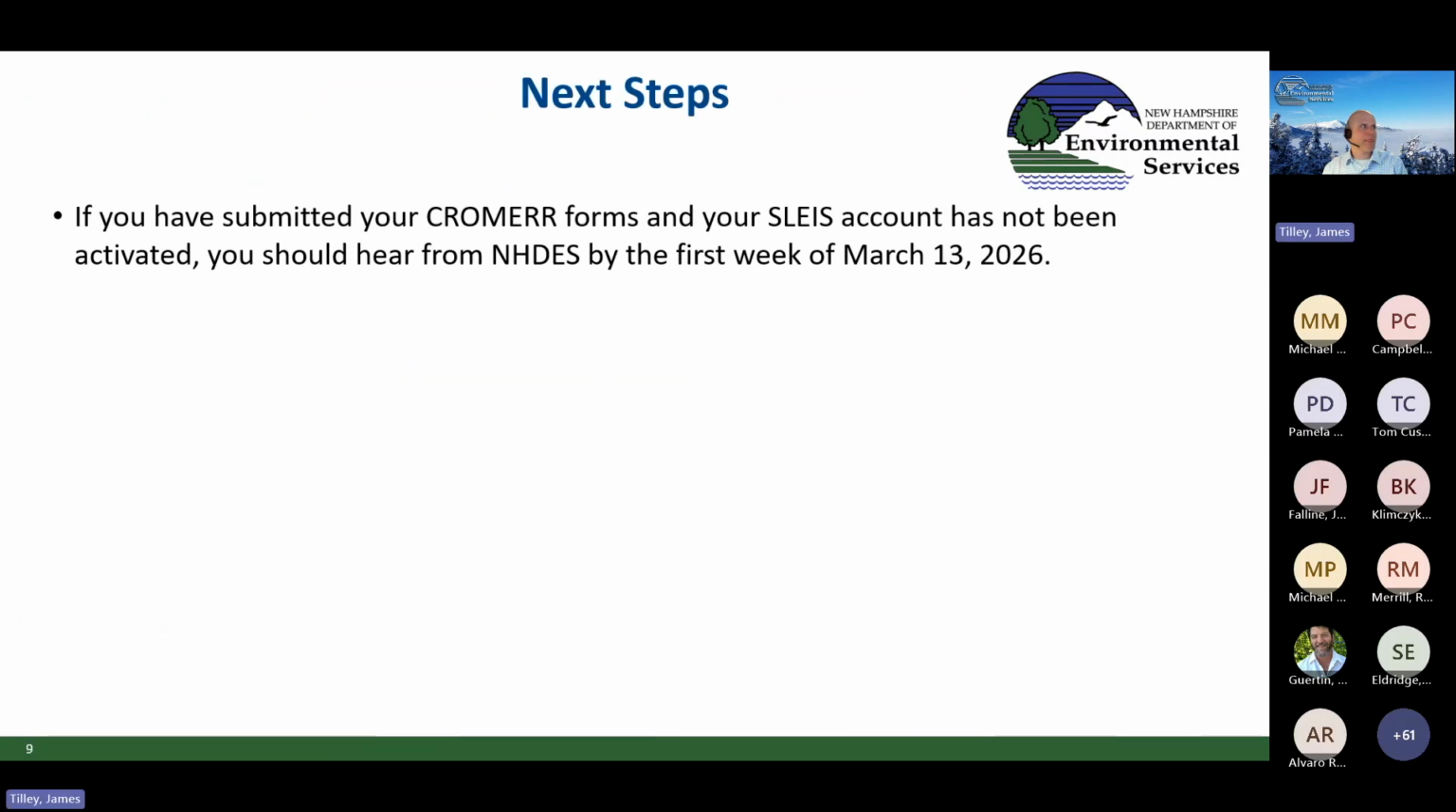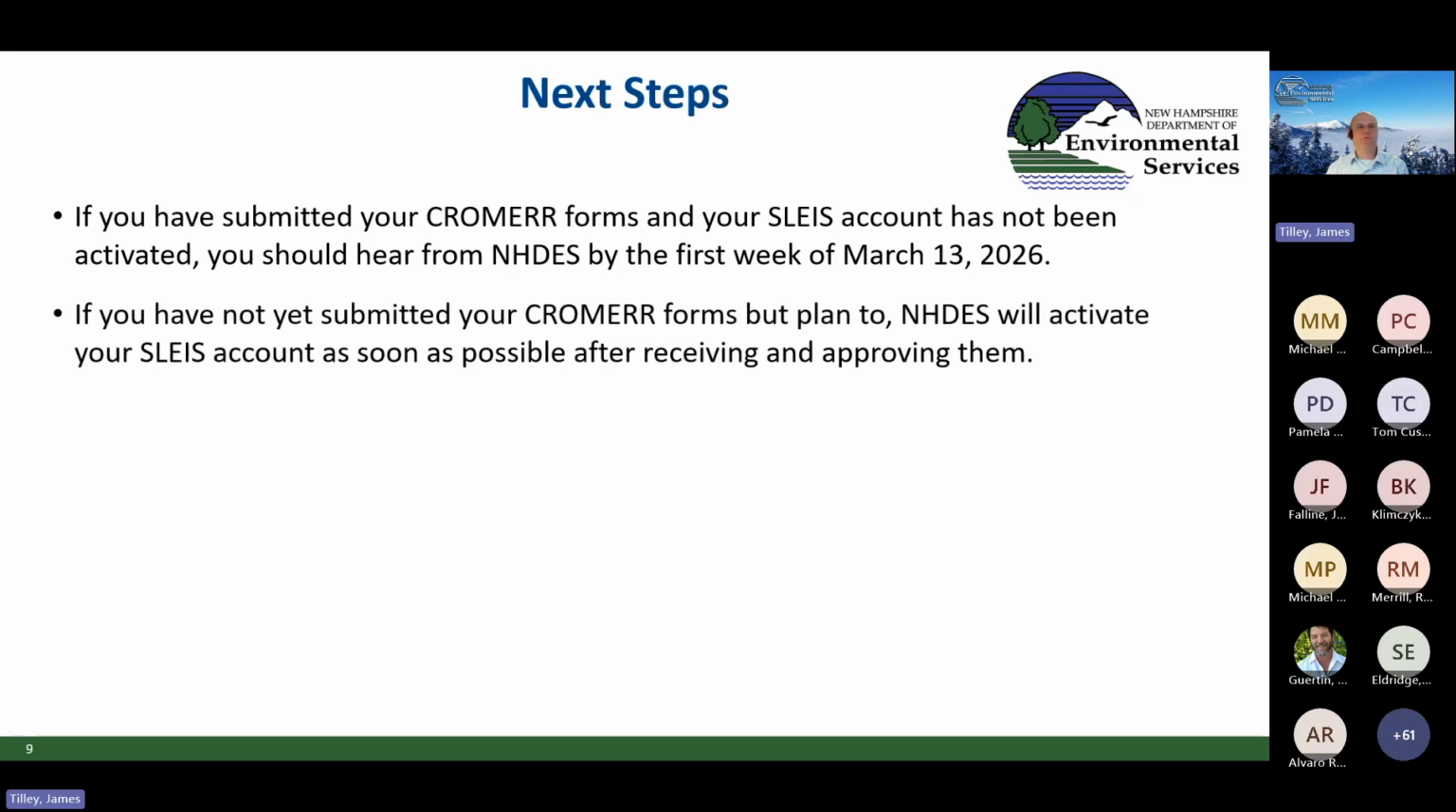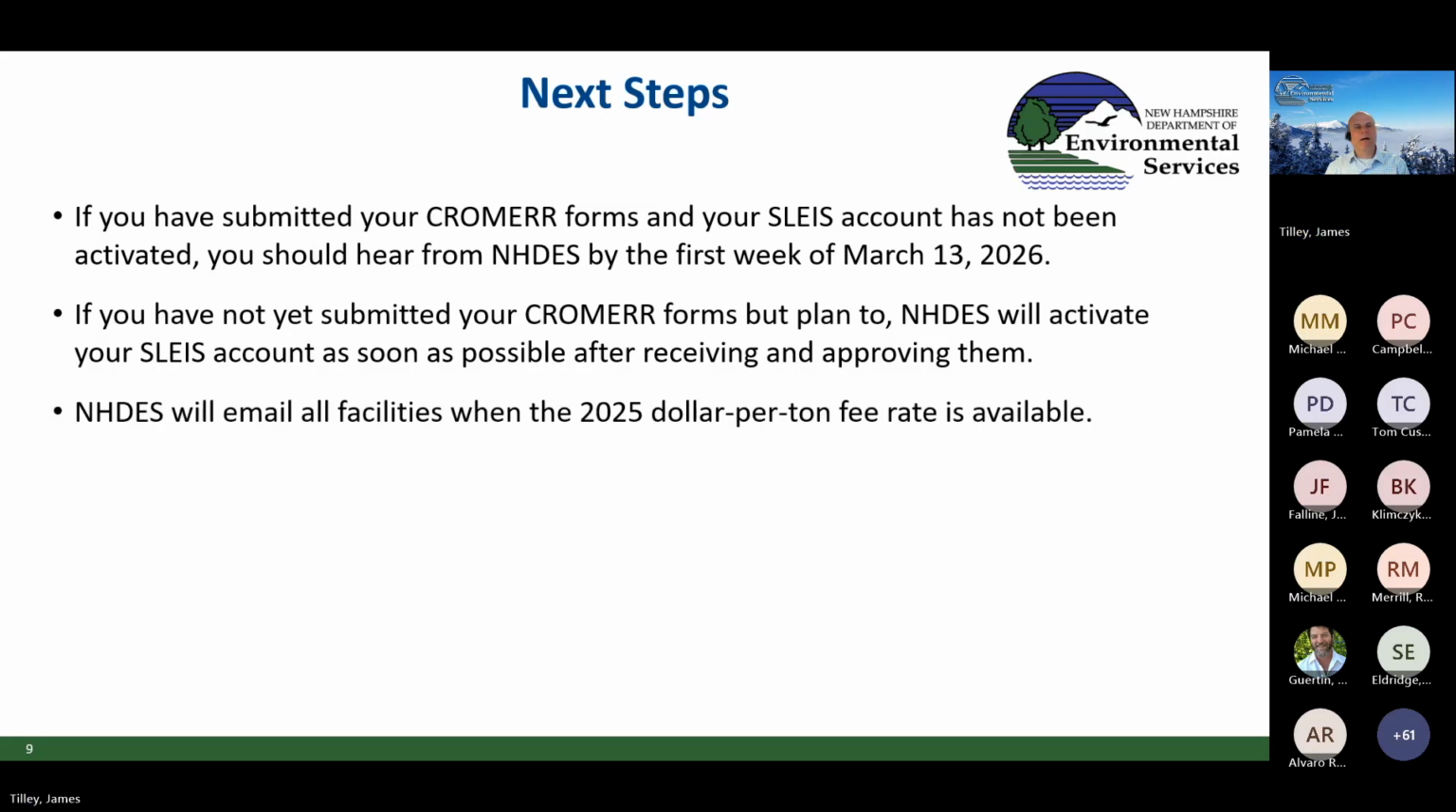Next steps. If you have submitted your Chromera forms and your SLEIS account has not been activated yet, we do plan on doing that by the first week of March. That's if you've submitted them by today. I've got 3 more on my desk. If you submit them after today, we're going to do our best to get those in as soon as possible. It does take time to do that, but we will do that as quickly as we can. We are going to email you the dollar per ton fee rate when that is available.